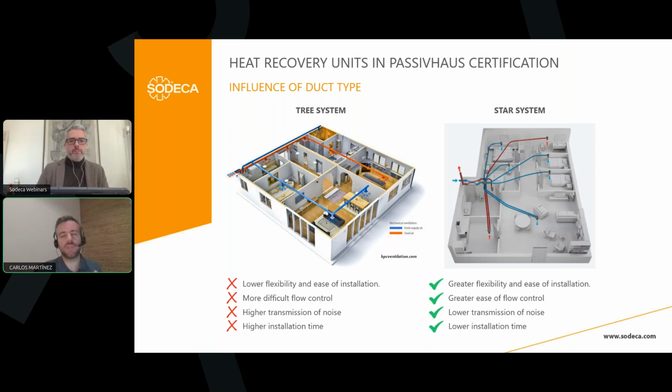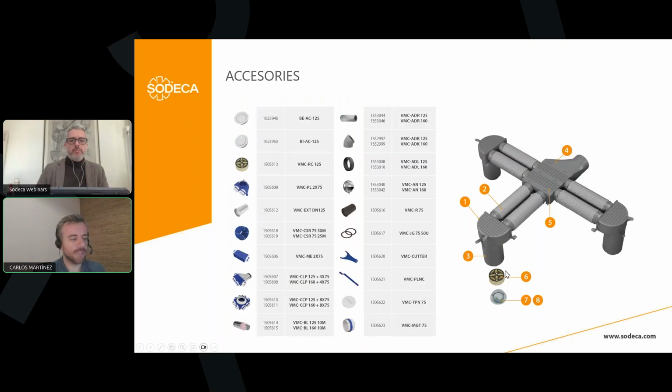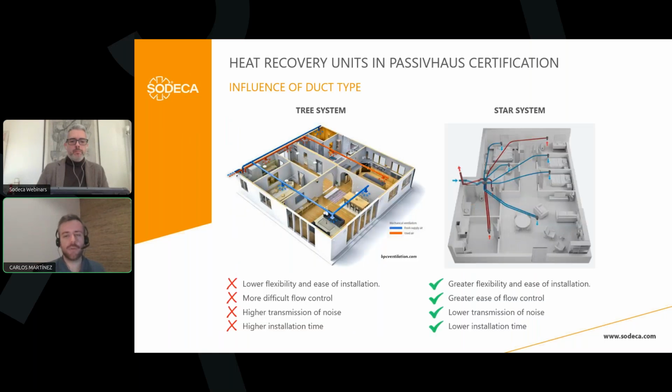It will not depend on the drawings. So for example, if there is a discordance between the drawings and the reality, the installer could easily adapt using the star system, but not so easily using the tree system. Okay. Another great reason is we will have greater ease of flow control. I will show you briefly this sixth accessory that is the flow regulator. So we can regulate the flow in each inlet or outlet. So it is very easy for the installer, in the moment that we need to do this balance and flow control, to do it in the star system.